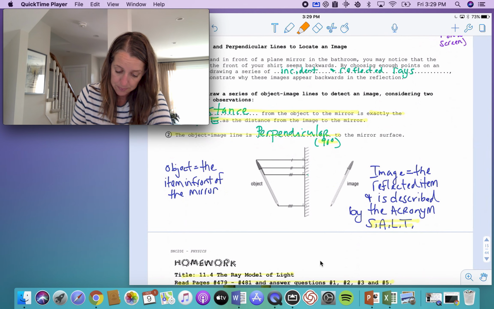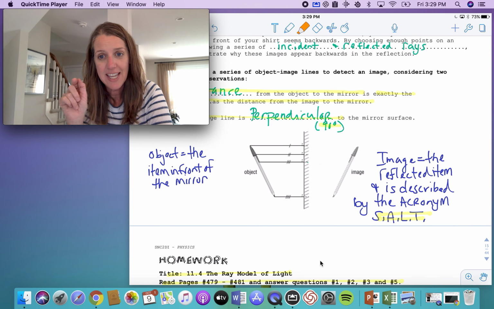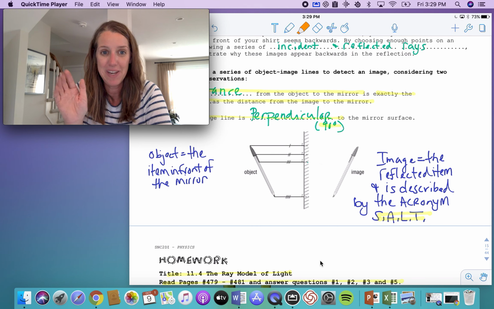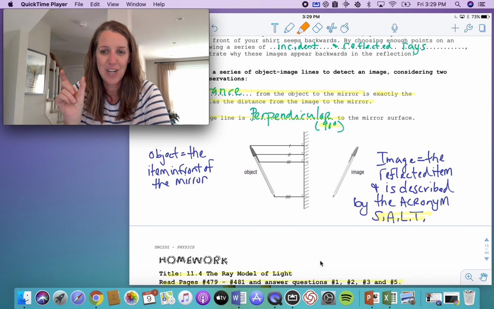So here we go. You notice that my object is completely drawn in. The image is dashed because it's not real. You can't capture it. It's what we call a virtual image. The object is in front of the mirror. The image is the reflected item and is described by an acronym, SALT. Hold on to that thought till we get to another page, and I'll show you what those letters mean.